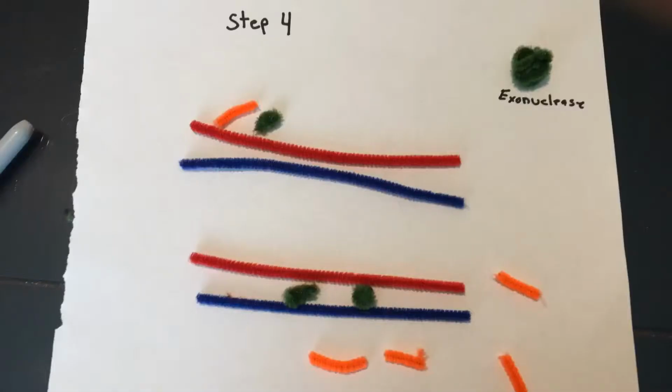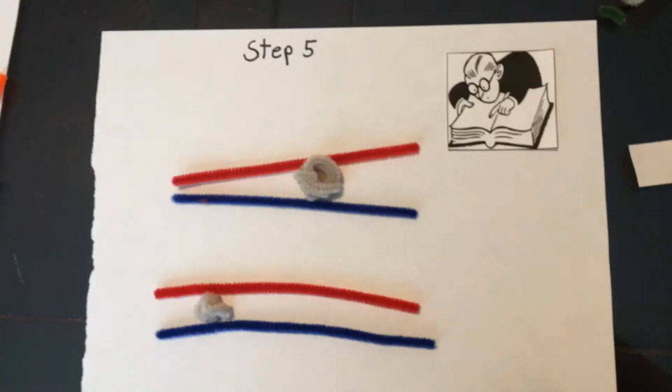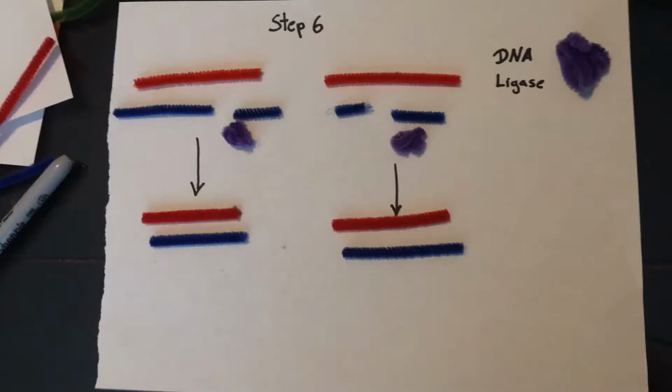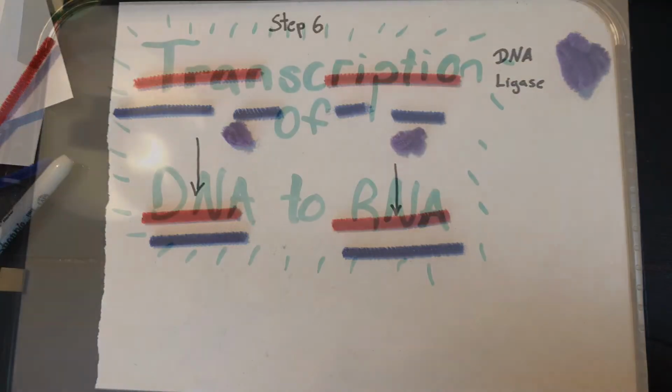Step 4. After all of the bases are matched up, an enzyme called exonuclease strips primers off of strands. The gaps where the primers were are filled with more complementary nucleotides. Step 5. DNA is proofread to avoid mistakes in the sequence. Step 6. An enzyme called DNA ligase seals up the strands into two continuous double strands. The result is two new DNA molecules with one new and one old strand of DNA.